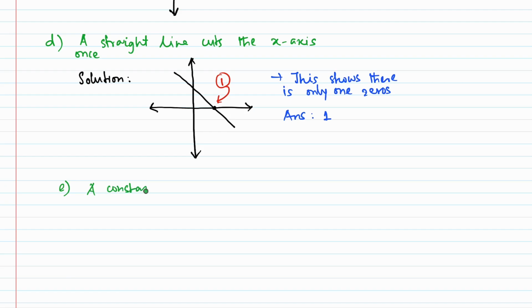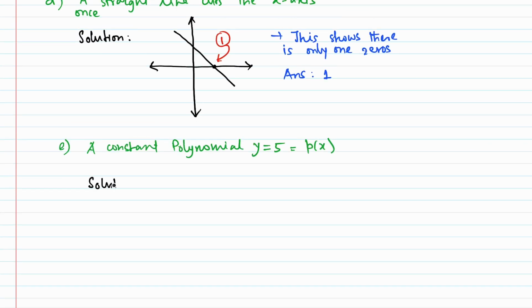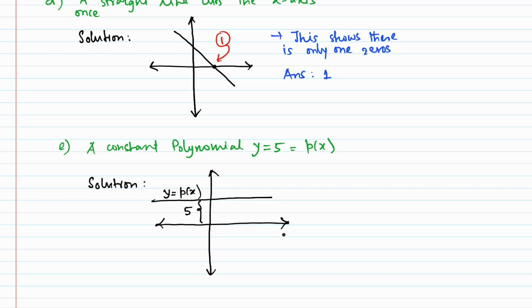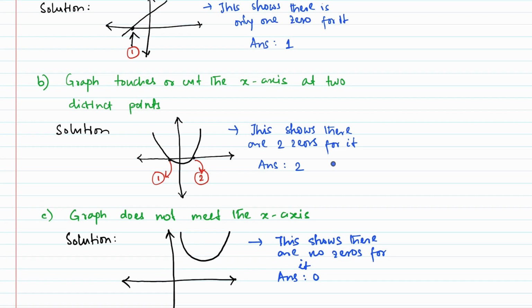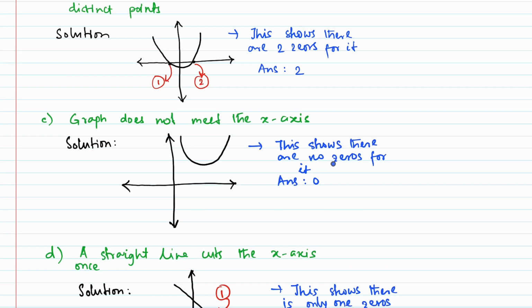Now E. A constant polynomial of nature y equal to x, that is equal to px. So px is equal to 5. That is a constant polynomial, as we have discussed earlier from the base. So that means it is a line which will be parallel to the x-axis and it will never meet the x-axis at all. So as it will not cut the x-axis, the number of zeros of the given polynomial is 0. So answer will be 0. So this is the sixth type of problems, which is the graph based problem.